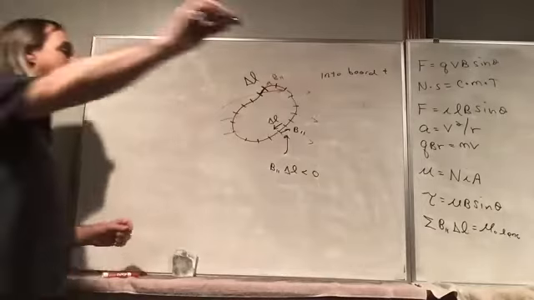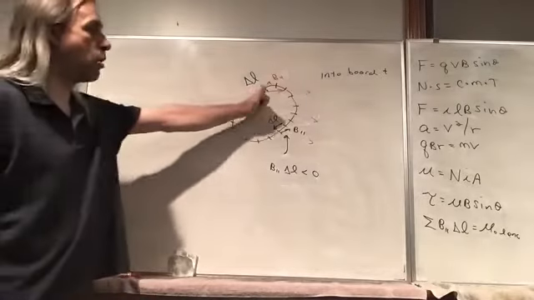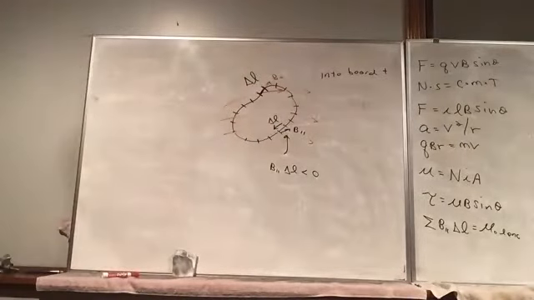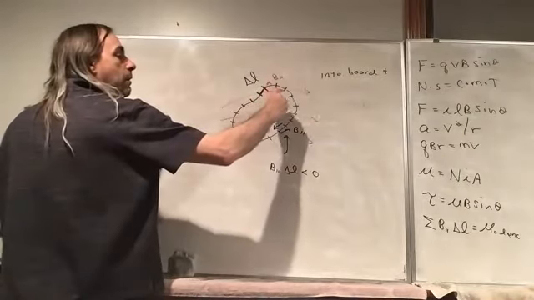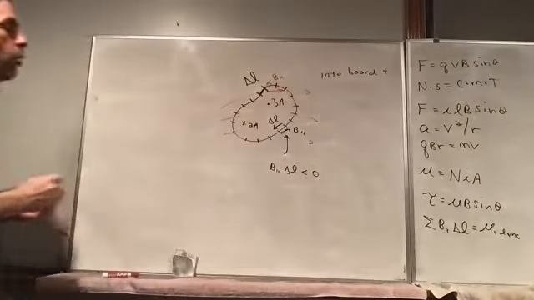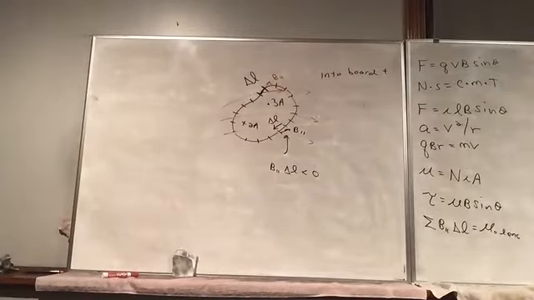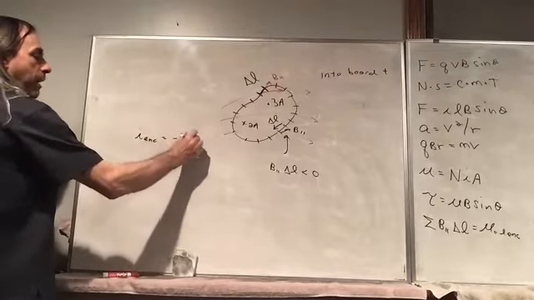And then a current going into the board would be positive. So if you had a current coming out of the board, that would be negative for I enclosed, if we picked into the board as our positive direction. So if you have multiple currents going in different directions, like say you have 3 amps coming out of the board and 2 amps going into the board, and into the board is what you picked as your positive direction, then in this case, I enclosed would be minus 1 amp.